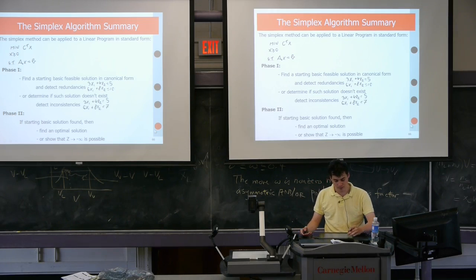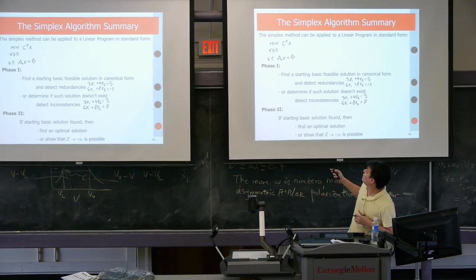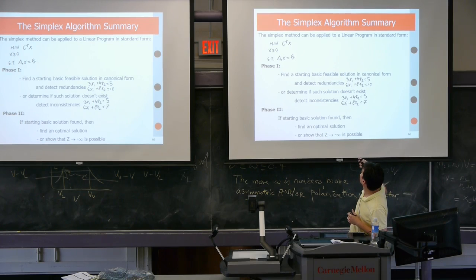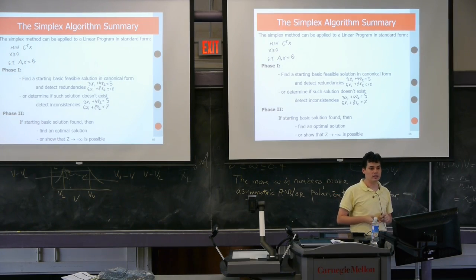So the question is, what is left to discuss: if we have this equation set, then how to find a starting basic feasible solution that has canonical form, so we can start running phase 2 of the simplex algorithm that we just discussed.